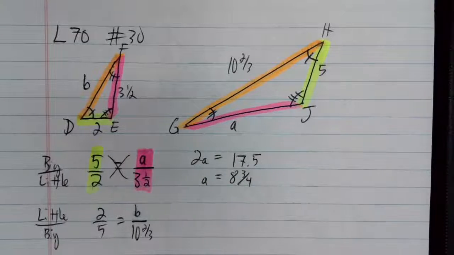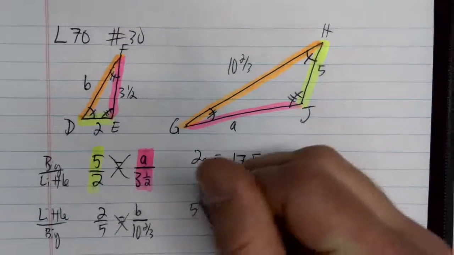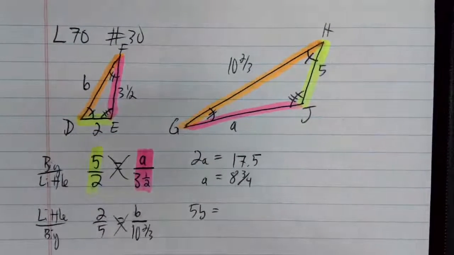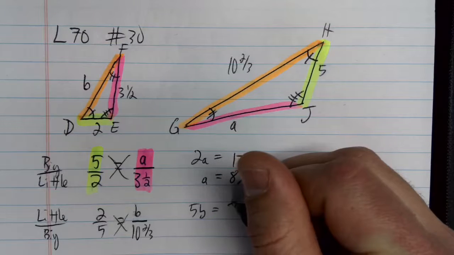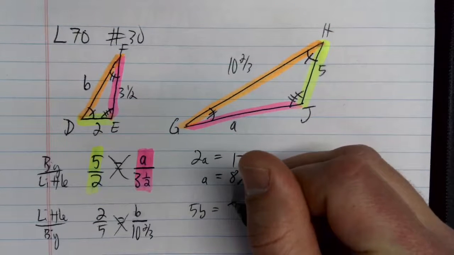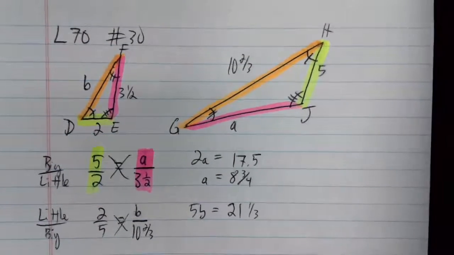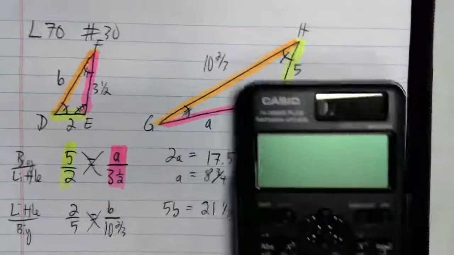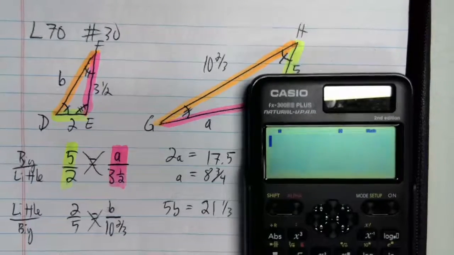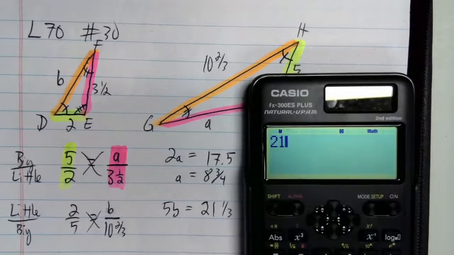Remember, 1/2 and 2 over 1 are not the same. Okay, so we're going to cross multiply again. We'll get 5b equals 21 1/3. 2 times 2/3. Yeah, that's 4/3. Okay. 21 1/3, and then we got to divide that by 5. So we'll employ our friend here.